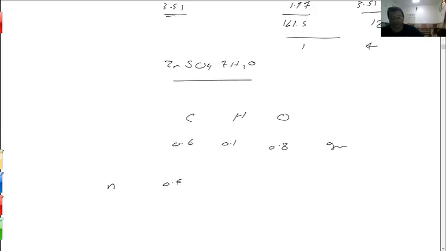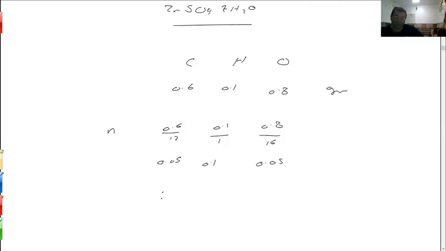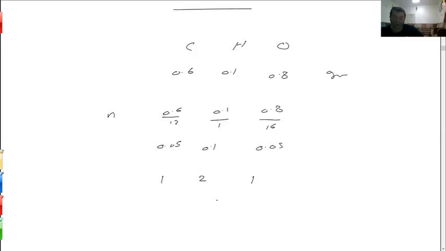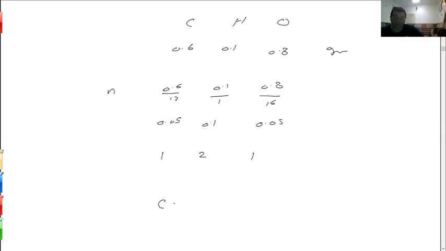But this one is 0.6 divided by 12. This one is 0.1 divided by 1. This one is 0.8 divided by 16. And this gives you the simplest ratio, which is 0.05 here, 0.1 here, and 0.05 here. So the simplest ratio between the three atoms is 1:2:1. So the chemical compound will have the empirical formula CH2O.